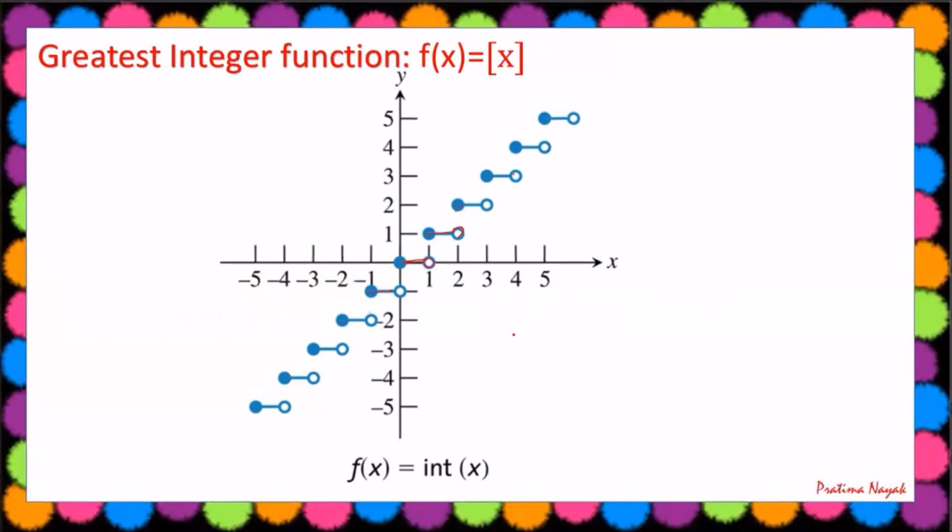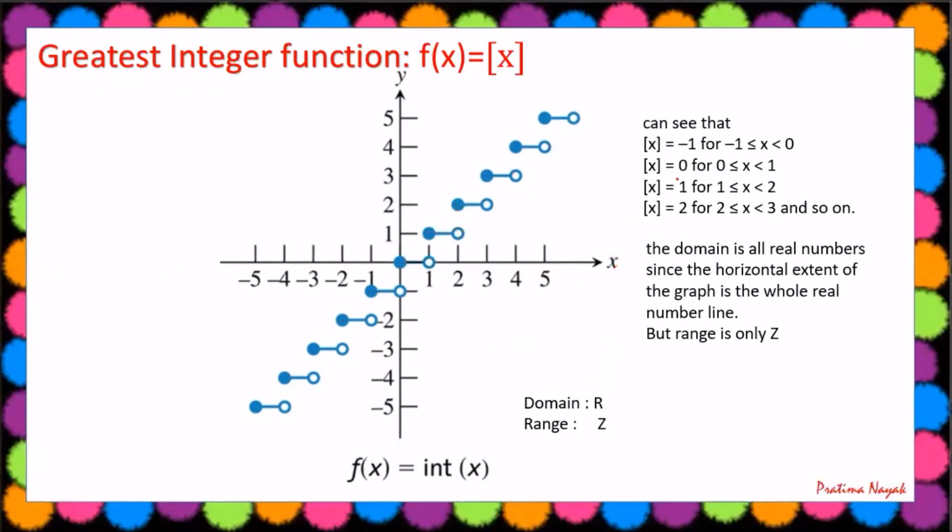Then what is the domain of this function? The domain of this function is all real numbers because the graph extends horizontally. But if you see the range, it is not a continuous function. It takes only the values which are darkened, that is 0, 1, 2, 3, 4, 5, -1, -2, -3, -4, -5. So the range is all integers. The domain is all real numbers.